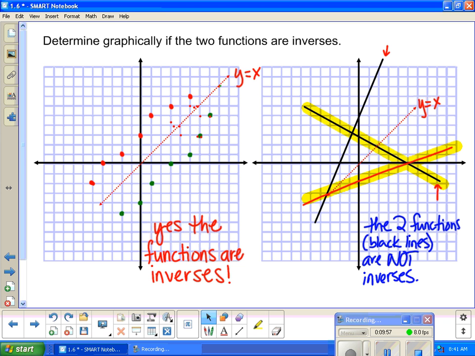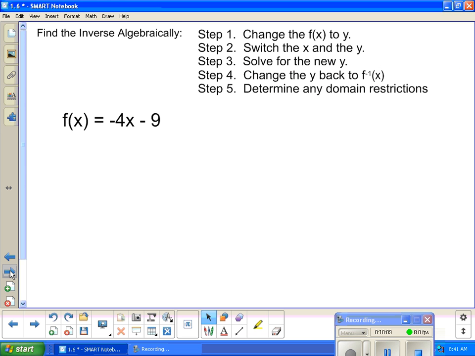Okay, so we can verify that they're inverses. We can determine from a graph if they're inverses. Now we need to know, can we find an inverse? So let's look at this. We did this in Algebra 2.